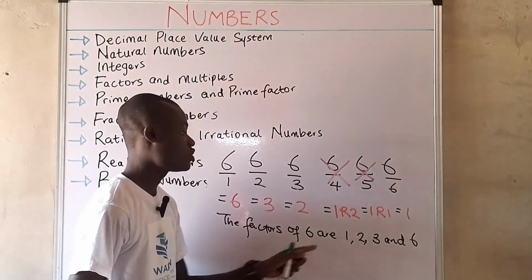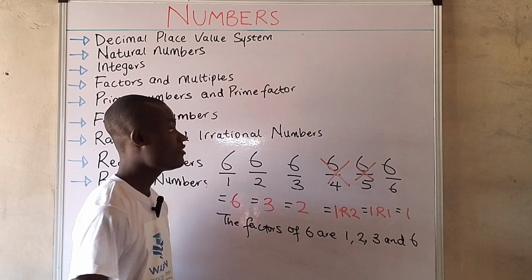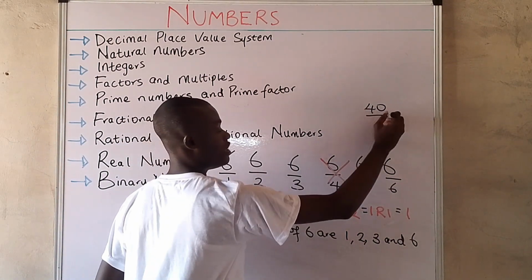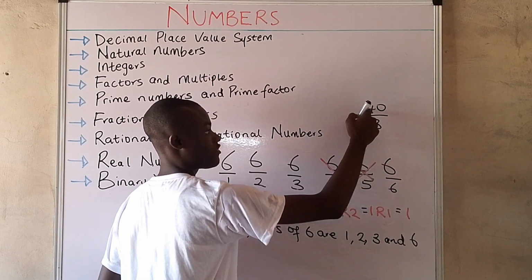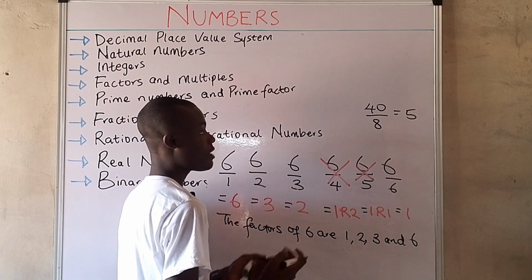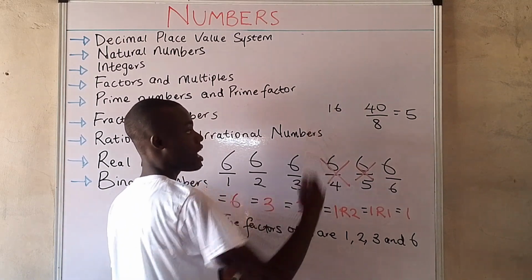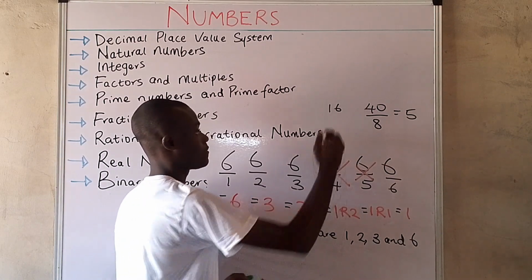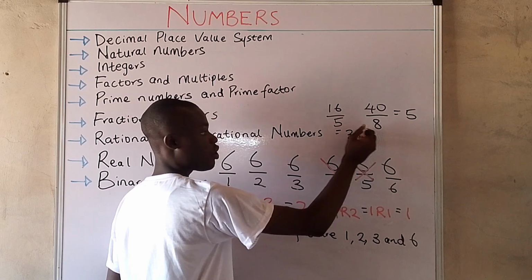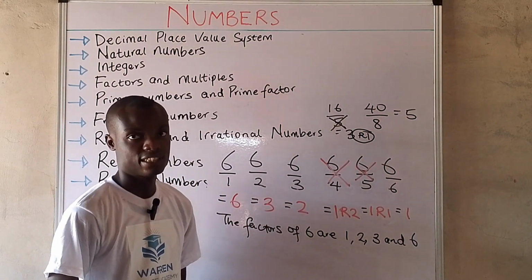The reason is simple, because each of these numbers can divide 6 without a remainder. So if I'm given a number 40 and I'm asked if 8 is a factor, 8 can divide 40 and that will give us 5. There's no remainder in this case. When I'm given a number such as 16 and I attempt to divide 16 by 5, or I'm asked if 5 is a factor of 16, 16 divided by 5 will give us 3 remainder 1. Because there's a remainder, 5 is not a factor of 16.